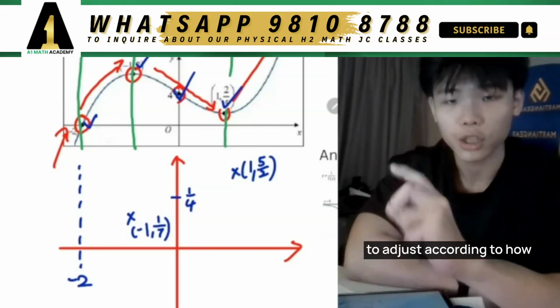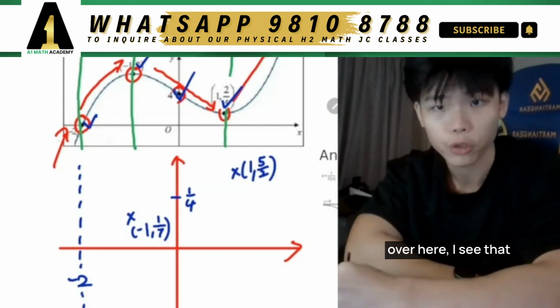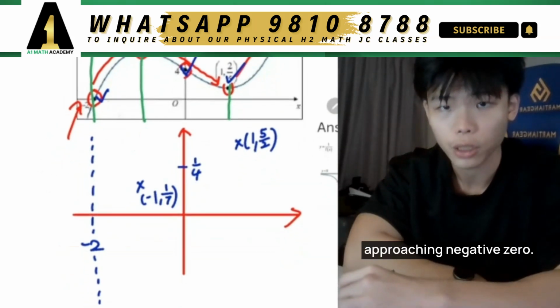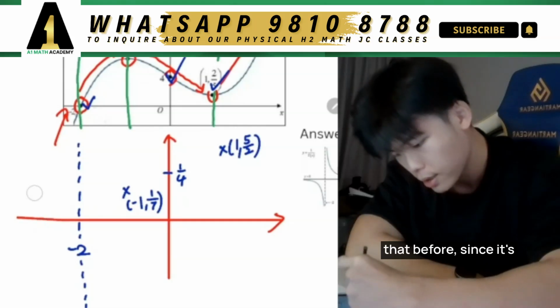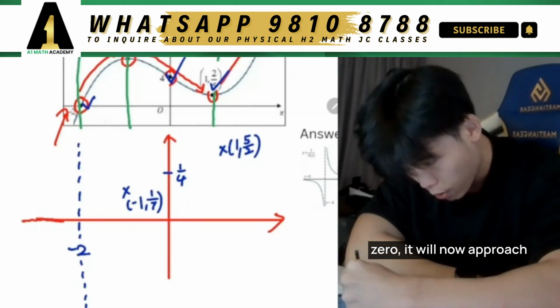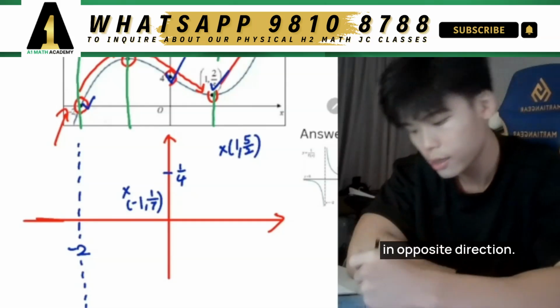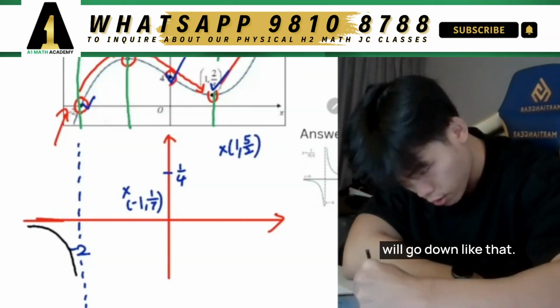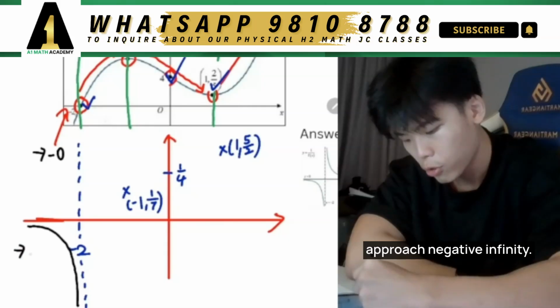So the next thing would be to adjust according to how the graph is progressing. So for this first portion over here, I see that the graph is actually approaching -0. So what that means is that before, since it's approaching -0, it will now approach -infinity, right? It stays below and it goes in the opposite direction. So that means now it will go down like that, right? Because here is approaching -0. So now it will approach -infinity.